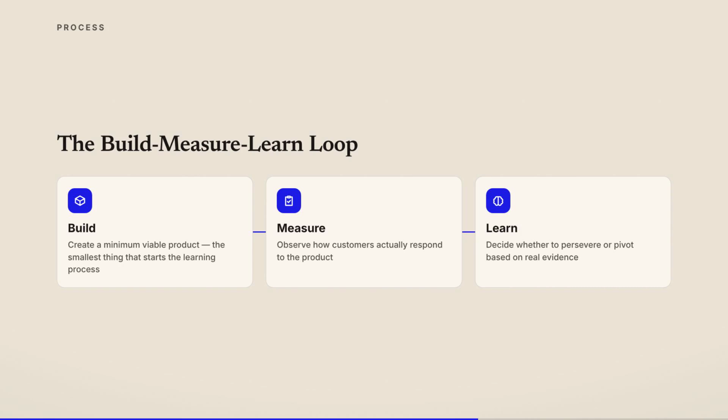If you spend 6 months building a product before showing it to anyone, you've wasted 6 months if the assumptions are wrong. The MVP is not a half-baked product. It's the fastest way to get through the loop and generate real evidence.